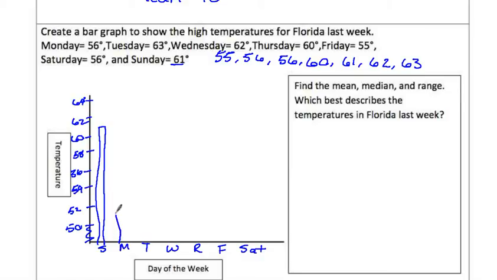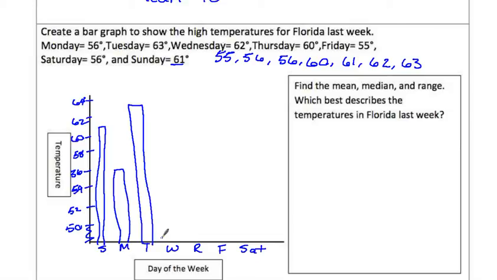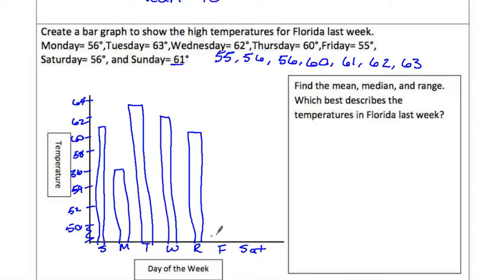Monday is 56. Tuesday is 63. Wednesday is 62. And it doesn't have to be perfect. Mine's not perfect by any means. Thursday is 60. Just make sure your bars don't touch and they go up as high as they should. Friday is 55. And then Saturday is 56.